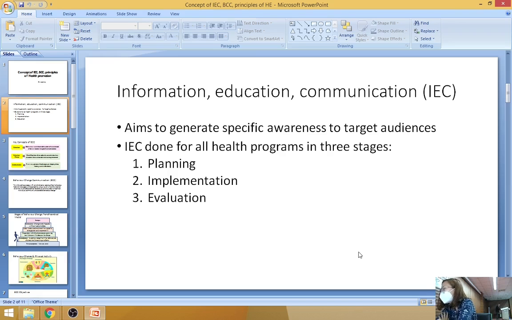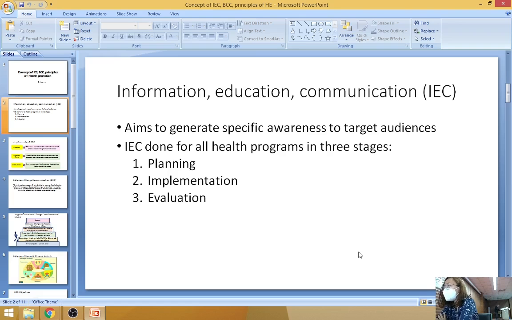Then education, like you have to wash your hands properly, and which areas of the house are prone to contamination and need to be cleaned, and how frequently you have to clean them. Like this you will give the education. And then communication means a two-way method of interaction. So this is what is meant by information, education and communication.